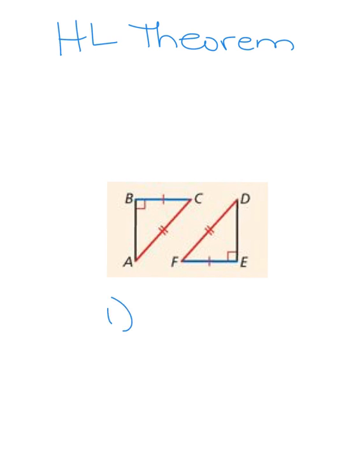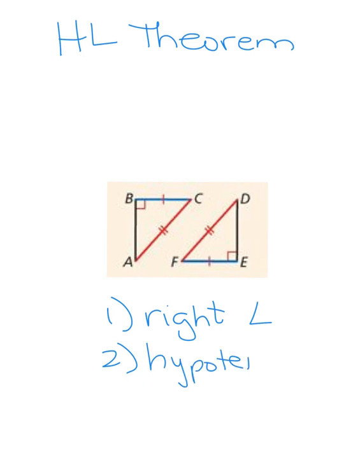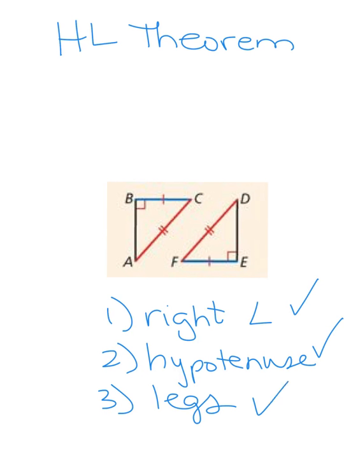One thing I need is a right angle. I need a right angle in each triangle. I also need the hypotenuse of each triangle to be congruent, and one of the legs has to be congruent. So if I have those three things, one right angle, the hypotenuse is congruent, and one of the legs is congruent, then I can say the triangles are congruent by HL theorem.